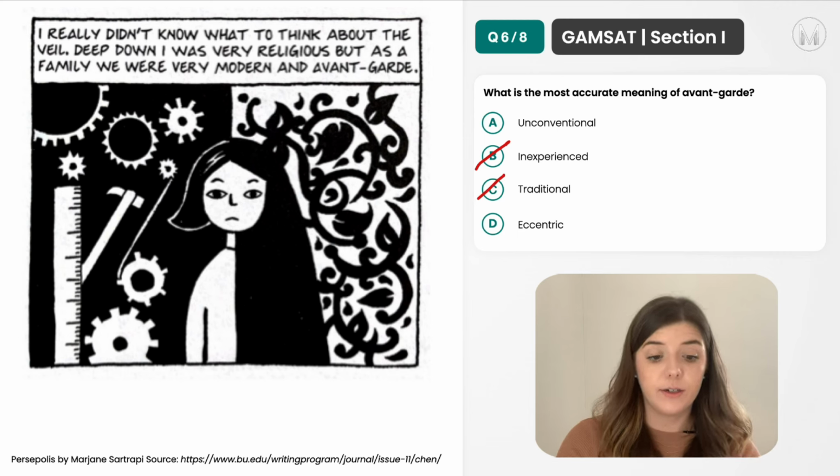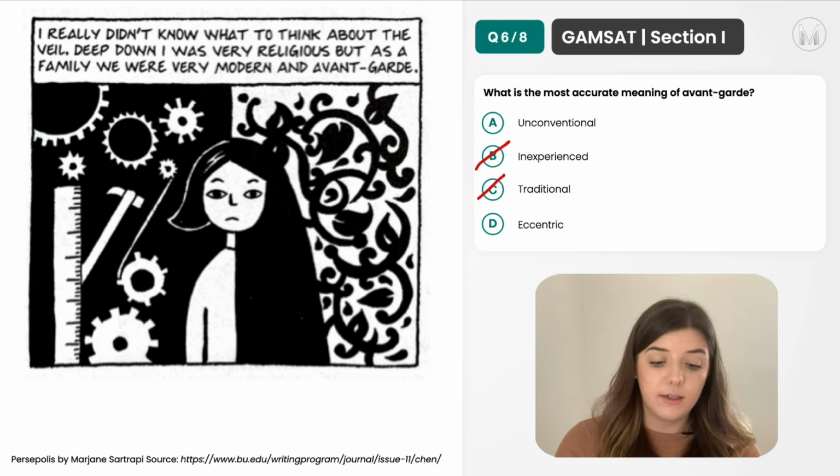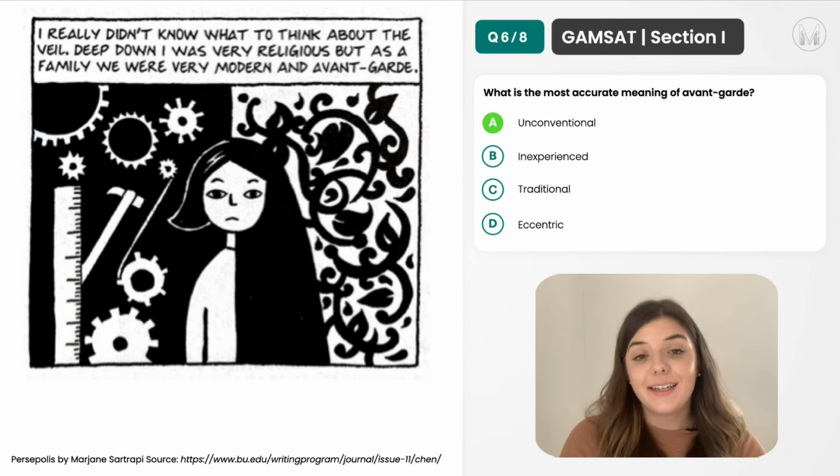D, eccentric. While she's saying that she's not traditional, she's not saying that she's eccentric in any way. She's just saying that her and her family are modern. So we can rule out D. And that makes option A the correct answer to question 6.